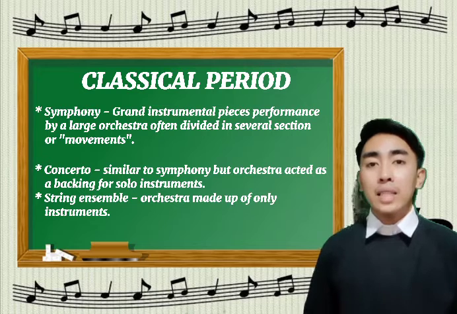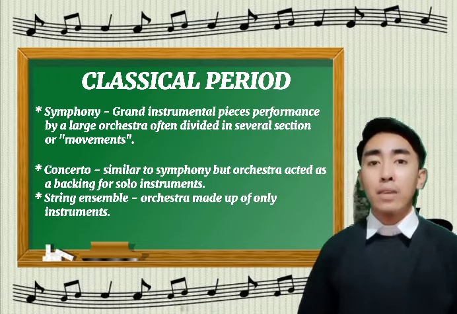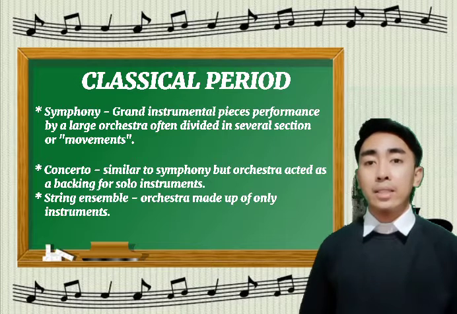A symphony is a grand instrumental piece performed by a large orchestra, often divided into several sections or movements. A concerto is similar to a symphony, but the orchestra acts as a backing for a solo instrument. A string ensemble is an orchestra made up of only string instruments.